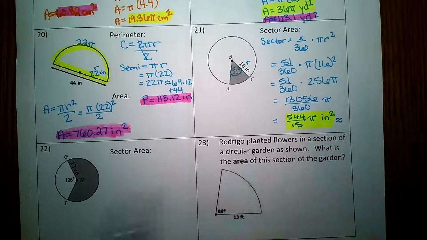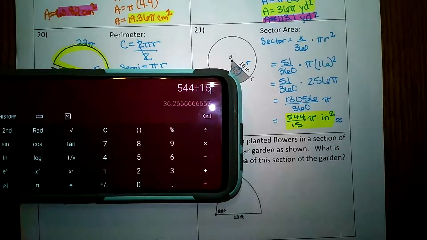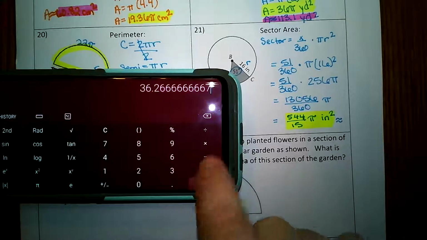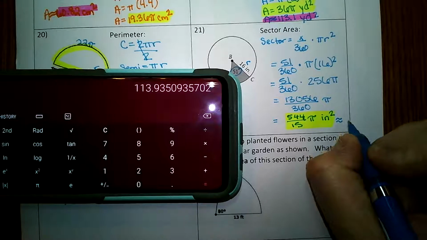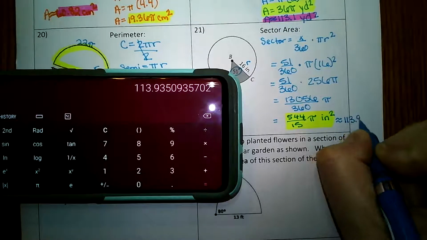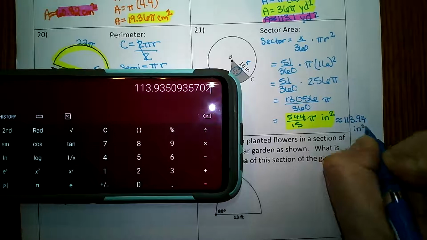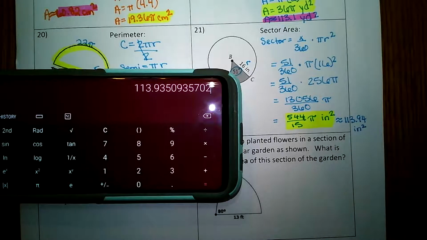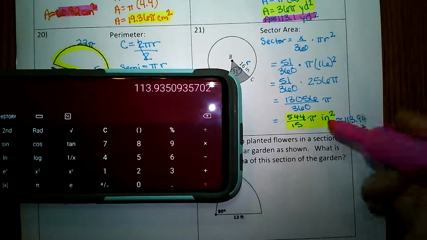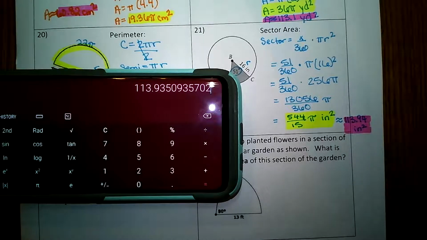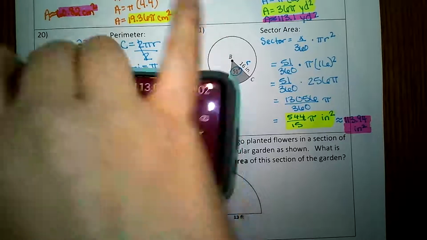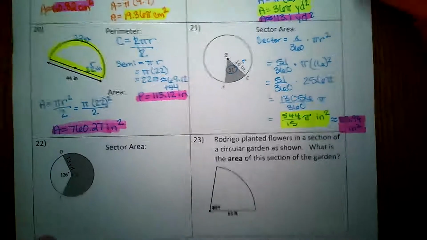I just type this fraction in, 544 over 15. Okay, do it here on my calculator, and then take that value and multiply by pi. So I've got 113.94 inches squared. So again, we can get our exact sector area before using the pi button, and then we can get our rounded sector area using the pi button. Let's get a couple more examples here.